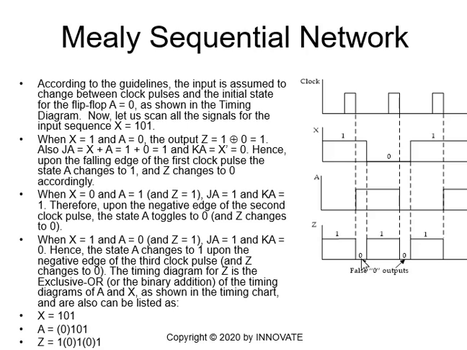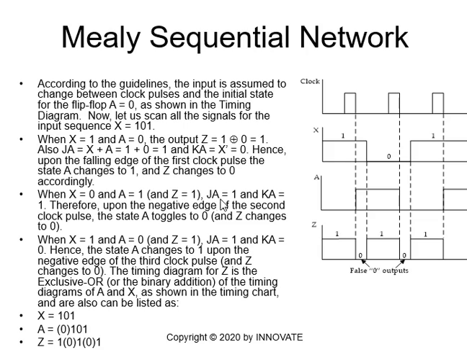This false output occurred because Z depends not only on A, it also depends on X, because 1 exclusive OR 1 is 0. So Z will change to 0 accordingly. I hope this is very clear. So now X is 0, so X changed value to 0 between the two pulses. When X is 0, A is 1, and Z accordingly will be 1 because 1 exclusive OR 0 is 1.